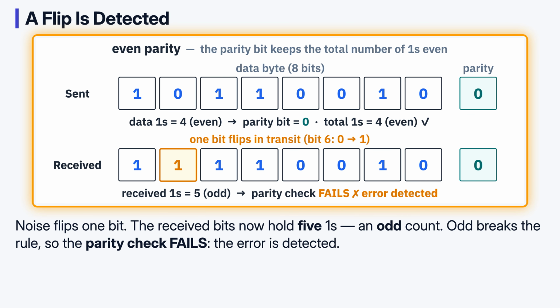Now the message travels and noise flips 1 bit. A 0 becomes a 1. Look at the received bits. They now hold 5 ones, an odd number. Even parity promised an even count, but 5 is odd. The promise is broken, so the parity check fails, and the receiver knows an error happened. 1 extra bit caught the mistake.